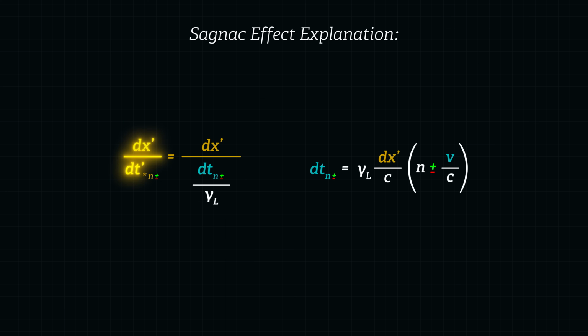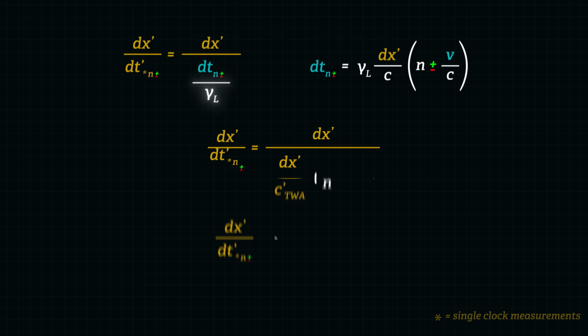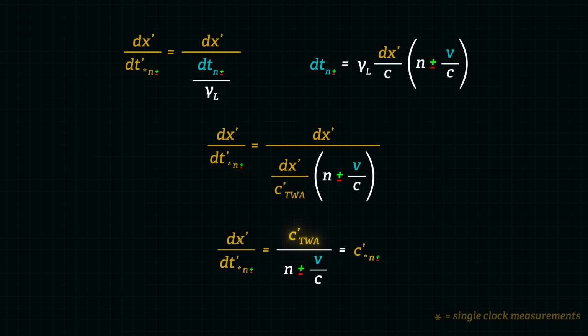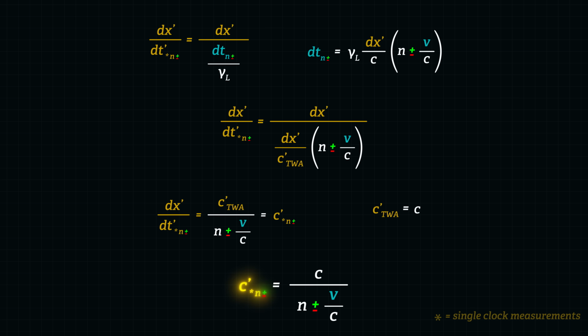And so dx prime over dt prime sub star n plus or minus is equal to dx prime divided by the Tangerlini formula for dt prime, which is our stationary frame formula for dt sub n plus or minus over gamma, which then simplifies to the time-weighted average of light speed in vacuum divided by the refractive index n plus or minus v divided by c. As we showed in episode 9.5a, the time-weighted average of light speed in any moving reference frame is numerically equivalent to speed c. And so the formula for direction-dependent light speed in the moving reference frame is c divided by n plus or minus v divided by c.